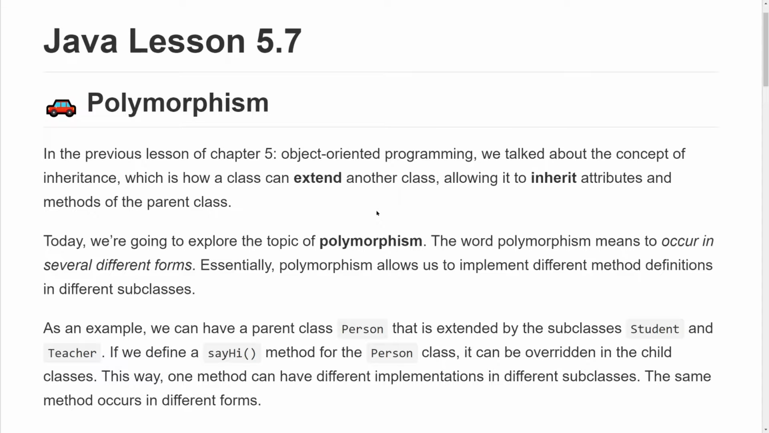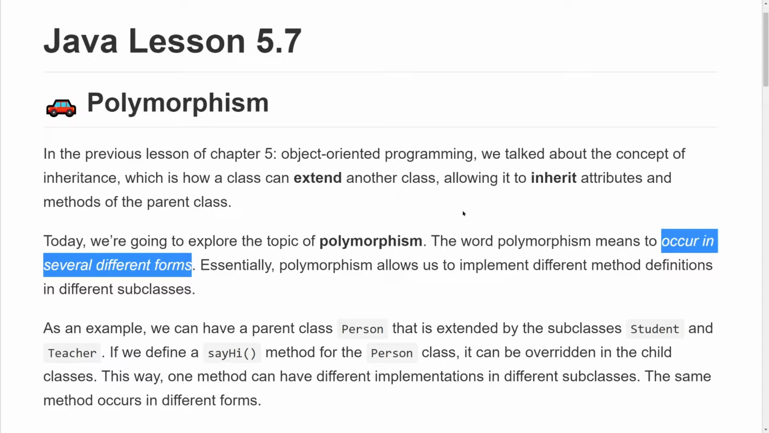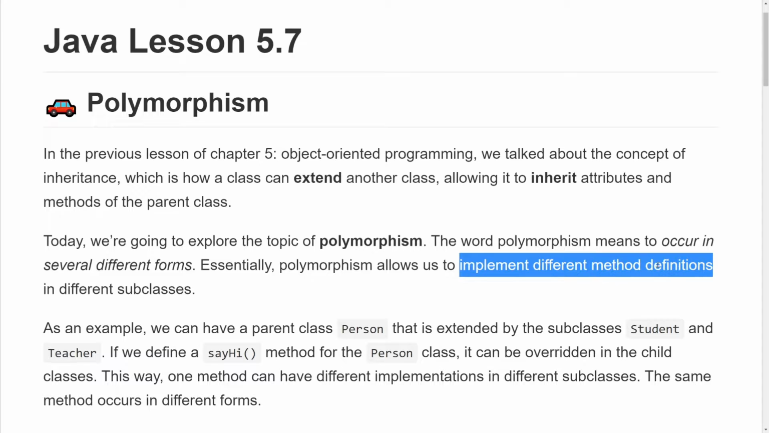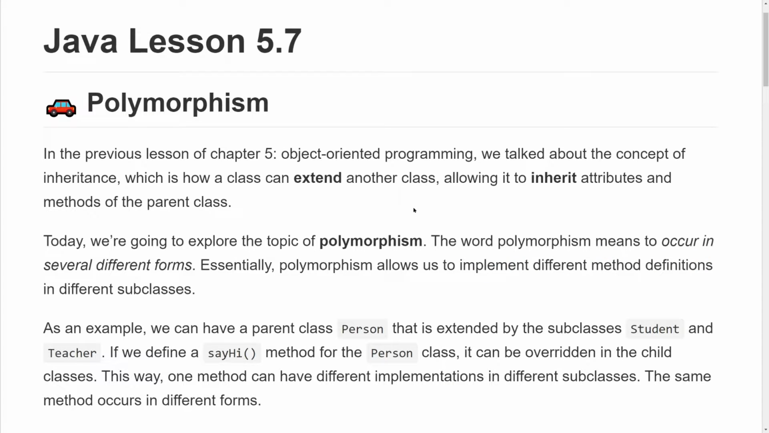The word itself means to occur in several different forms, and polymorphism essentially means that we can implement different method definitions in different subclasses. So, for example, if we have a parent class called person, modeling a human individual, and we have this person class be extended by two subclasses, a student and a teacher, well, because a student is a person and a teacher is a person, they share common attributes and behaviors.